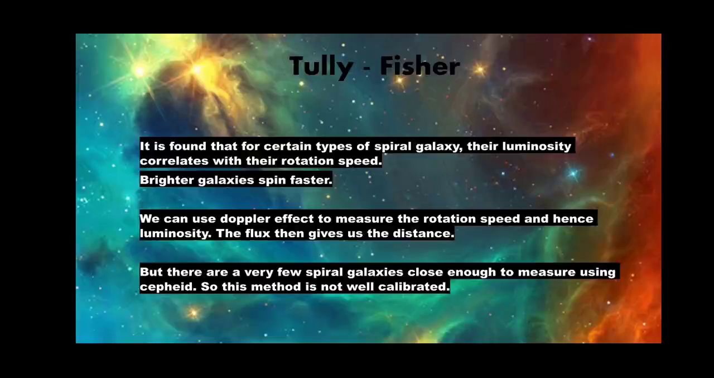Unfortunately, there are very few spiral galaxies close enough to measure their distances using Cepheid variables. So the Tully-Fisher relation is not well calibrated. It is also not very accurate. There is an 18% scatter in distances measured using it. So in order to go beyond this, we use the next step called type 1a supernovae.